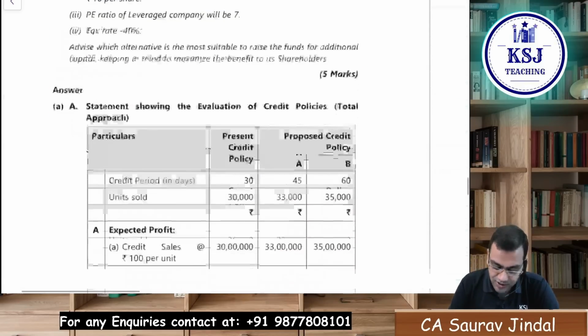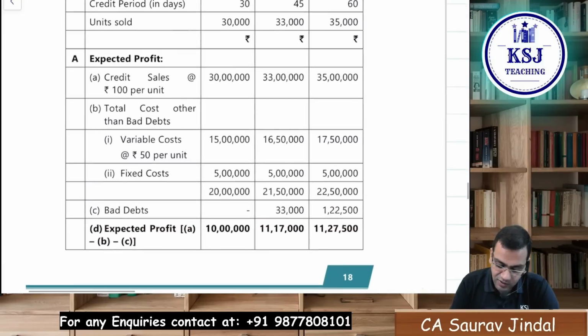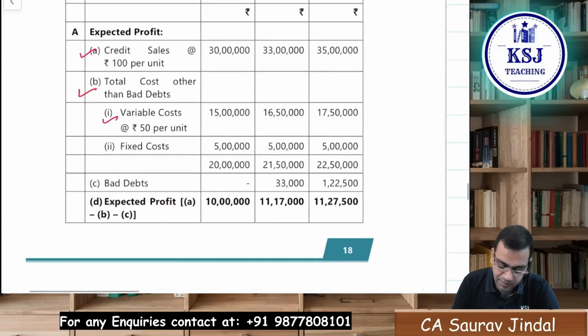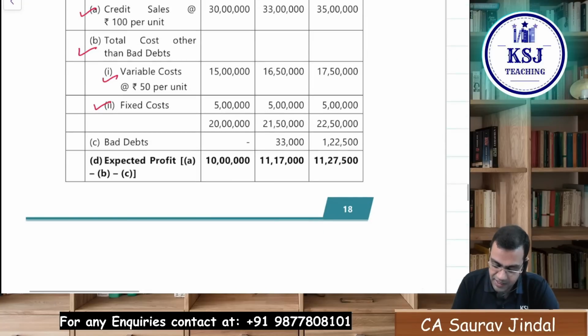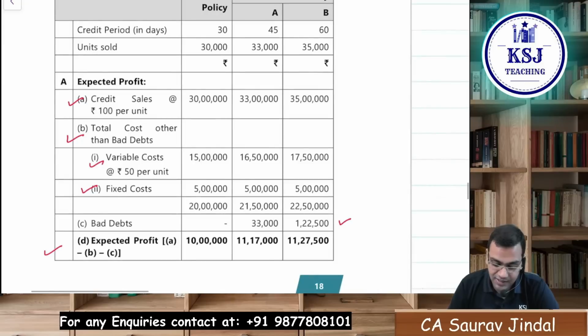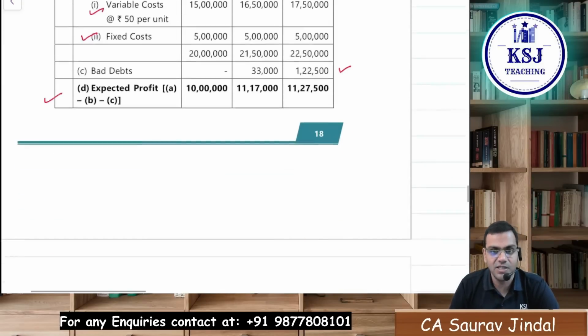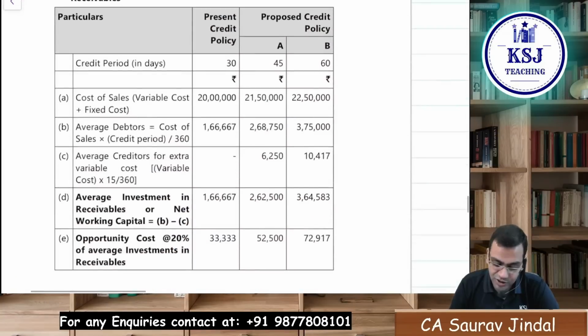Rest, the question is simple. Sales you will calculate, credit sales you will calculate, total cost other than bad debts, that is variable cost and fixed cost. Then bad debts you will calculate, expected profit you will calculate. No issues. The issue will be in the opportunity cost only. The first part is simple. Credit days are given, units sold you can calculate. Then credit sale, variable cost, fixed cost, bad debts and expected profit. Then you will calculate opportunity cost.